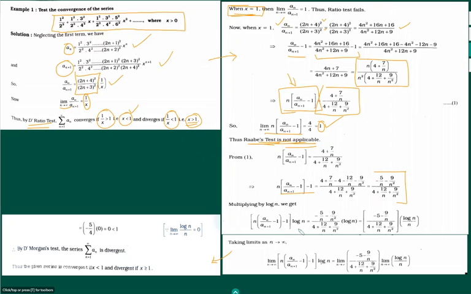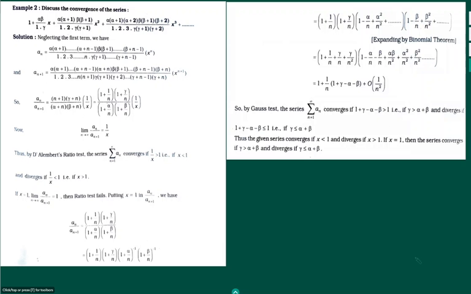Alright, and then you multiply it by log n, and we have this expression, and then you take the limit as n tends to infinity. So if you take the limit of this as n tends to infinity, the first part comes out to be minus 5 over 4, and the limit of log n over n as n tends to infinity would be 0, by L'Hospital's rule.